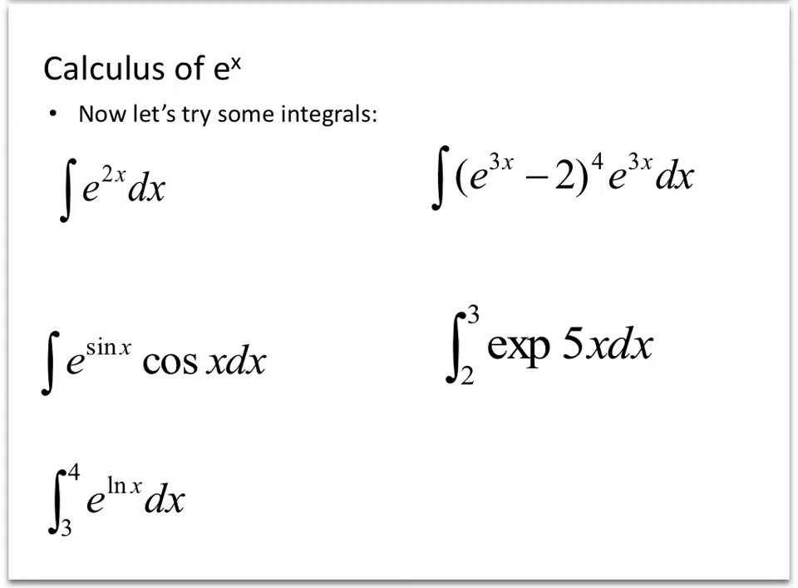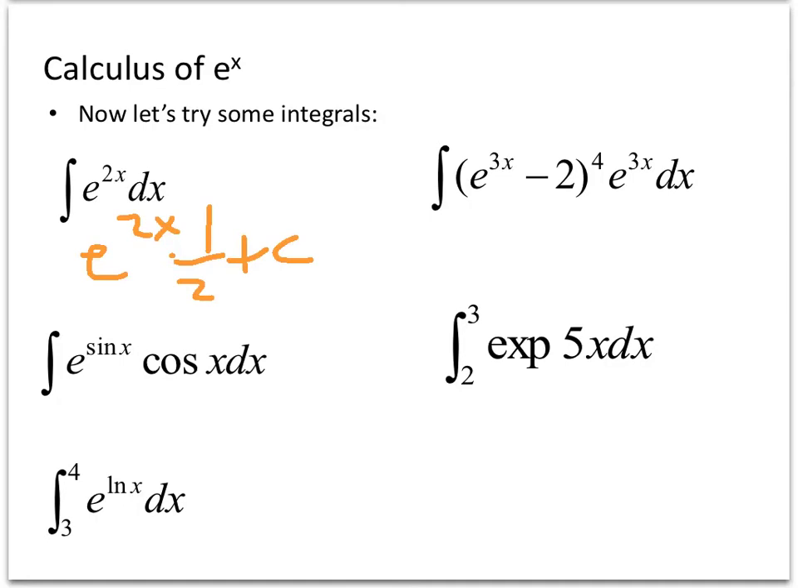Now let's try some antiderivatives. Remember, we have to use the anti-chain rule. So the antiderivative of e to the 2x would be e to the 2x, but now we divide by the derivative of the inside, which means I multiply by 1/2, plus c. Again, the antiderivative of the outside function is easy. I just have to remember to follow the chain rule and divide by the derivative of the inside.